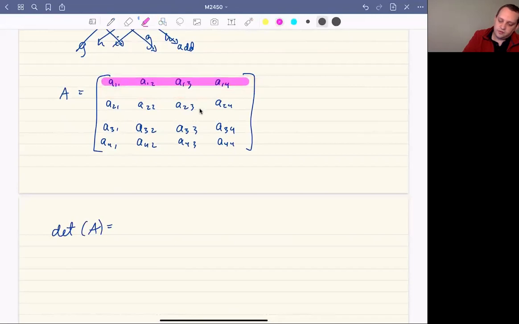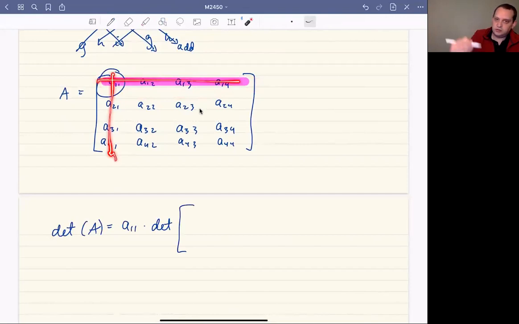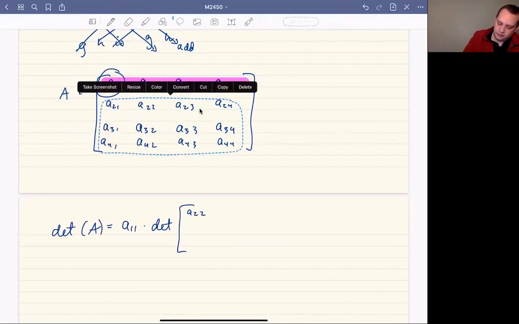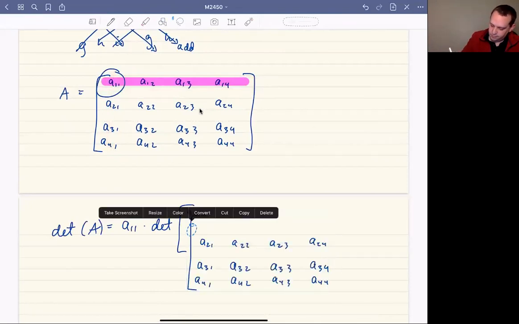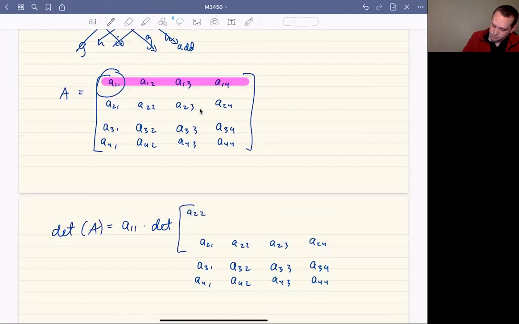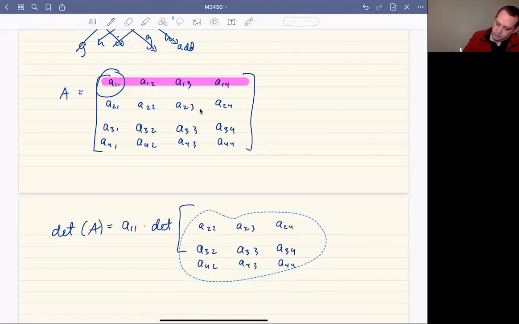The determinant of A, if we're expanding along the first row, we would look at the value A11, and then the determinant would be A11 times the determinant of the 3 by 3 submatrix that we would get. So that would be the matrix that we get by deleting this first row, first column. So A22, A23, A24, and so on. So you get the determinant of A2. I'm going to cheat slightly here. I think I copied too much. So you get this determinant of the 3 by 3 matrix.